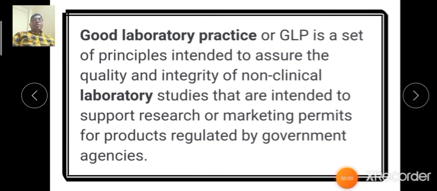The last point of the topic is good laboratory practice, shortly GLP. It is a set of principles intended to assure the quality and integrity of non-clinical laboratory studies that are intended to support research or marketing permits for products regulated by government agencies.